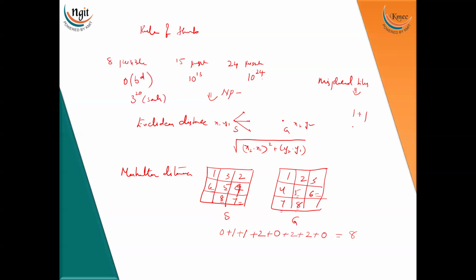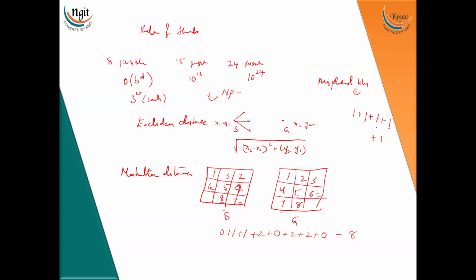And 4 is not in the same position, one more misplaced tile. 5 is in the same position, so we are not going to consider that. But 6 is different, so that is another misplaced tile. 7 is not in the same position, another misplaced tile. 8 in the start state and goal state is at the same place.